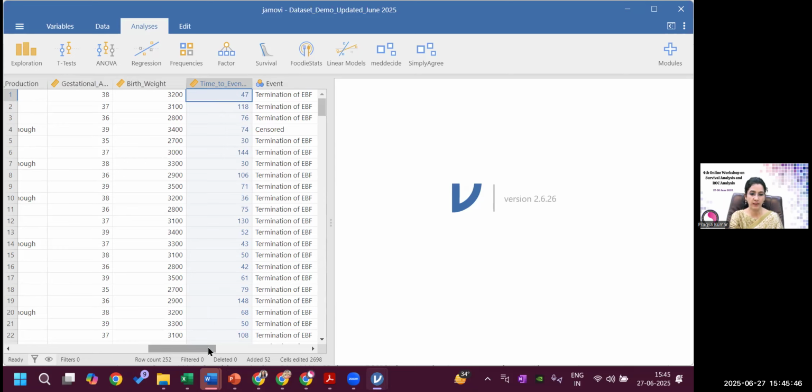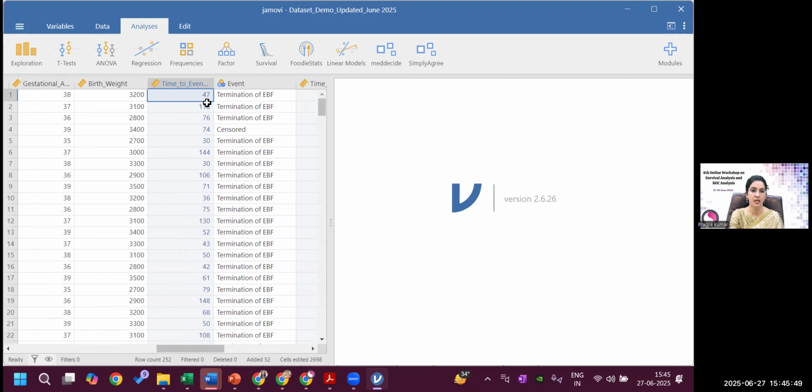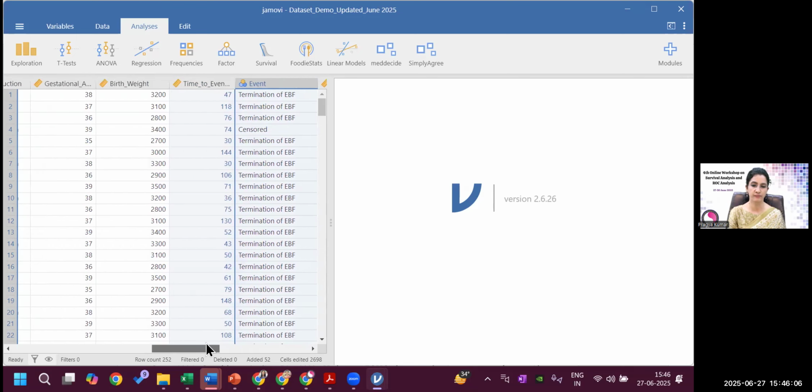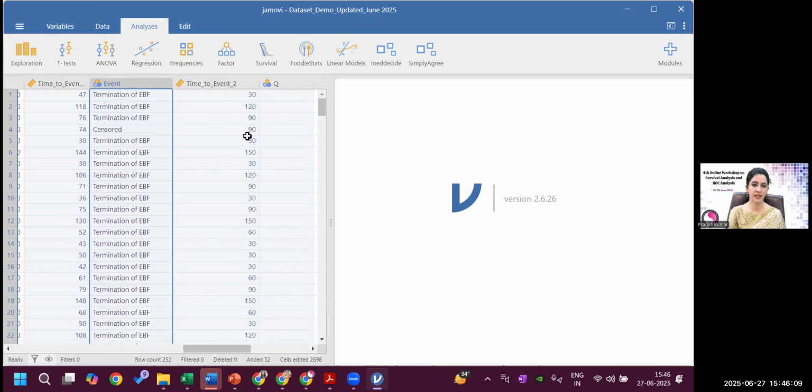Okay, this was the time to event data and the event. So this is my dependent variable. I was asking you, in case of a survival analysis, the dependent variable is the time to event, and that is a continuous variable. And of course, this is a categorical variable where you say whether it is yes or no. Okay. And then we have divided for the sake of demonstration. This is the time to event for demonstration.